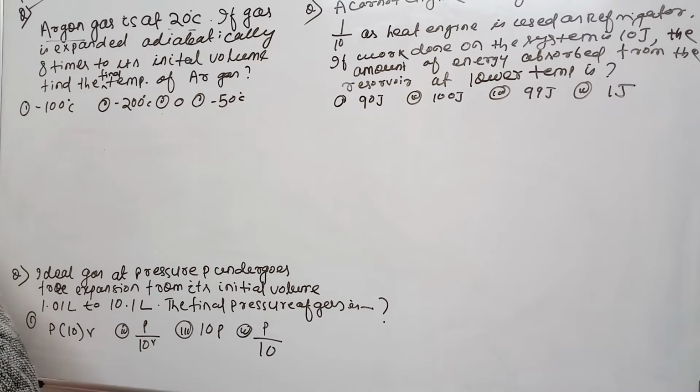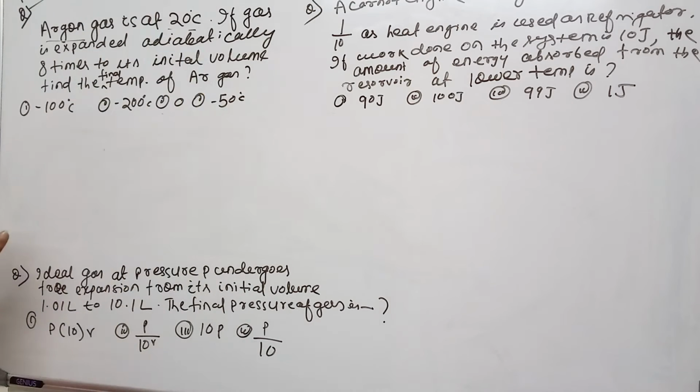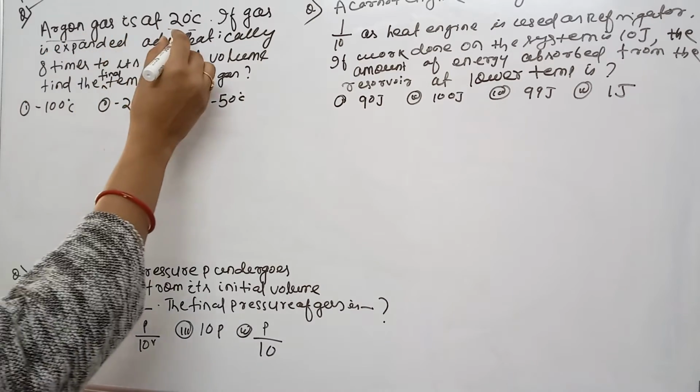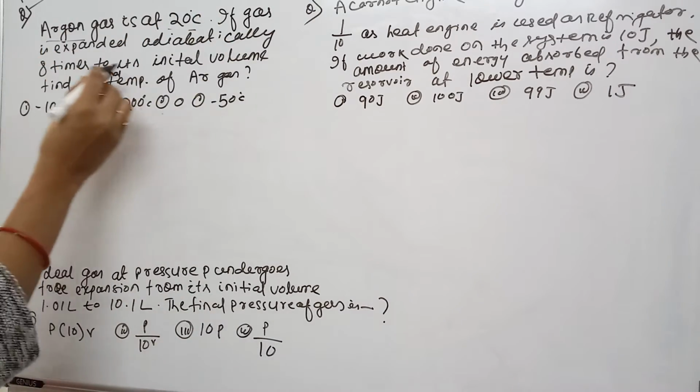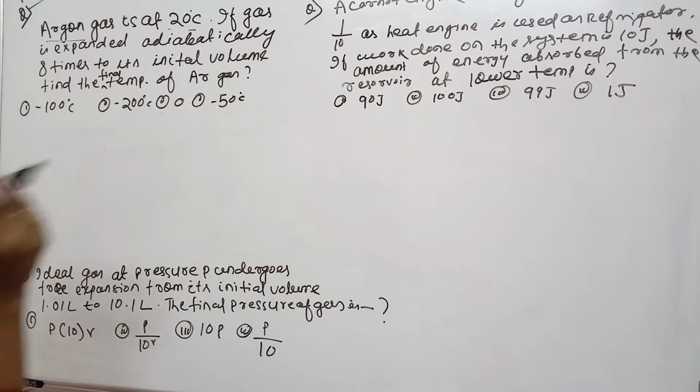So coming to the first question, all these are from Thermodynamics, NEET and AIIMS 2017. This question is: argon gas is at 20 degrees centigrade. If the gas is expanded adiabatically 8 times its initial volume, find the final temperature of argon gas.